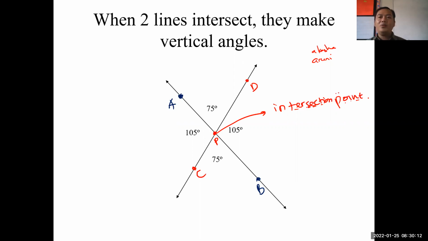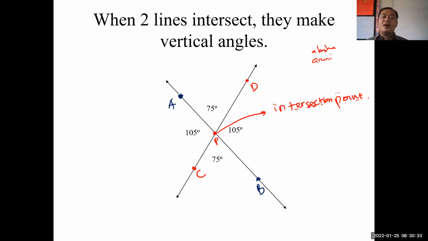Why do we call it the intersection point? Because it is a point where these two lines intersect. That's why we call it the intersection point. So if two lines intersect and make an intersection point, then they will make vertical angles.